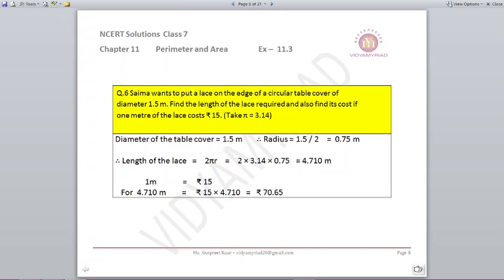Now, here we have the length of the lace. What is the length of the lace? It will be the circumference of the circle as it is a circular table, which means 2 pi r. So, 2 into pi is 3.14, radius is 0.75, which gives us 4.710 meters. Now, for 1 meter, the cost given to us is rupees 15. So, if it is 4.710 meters, then cost will be rupees 70.65.